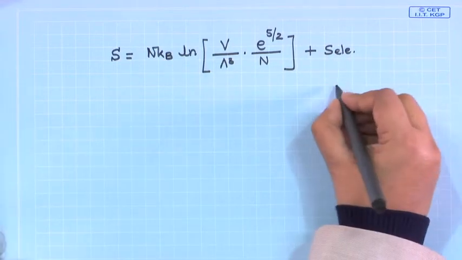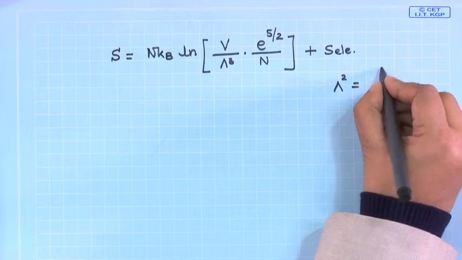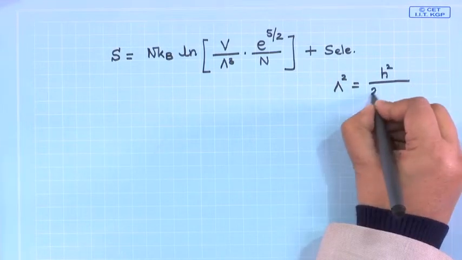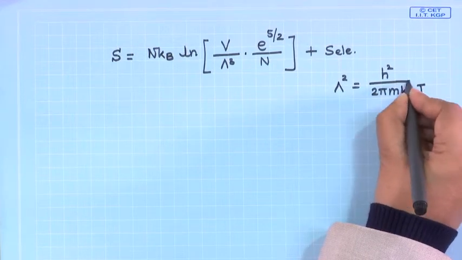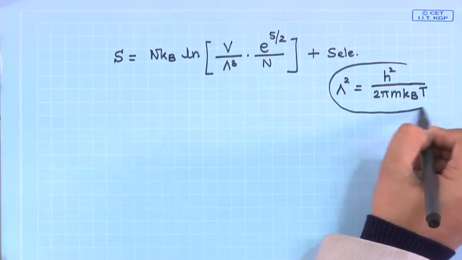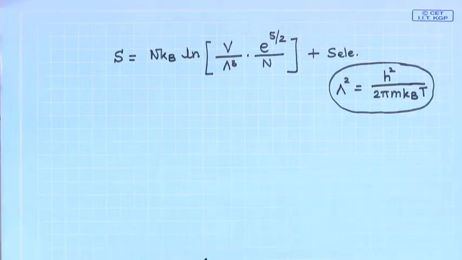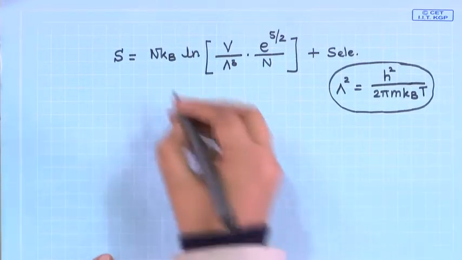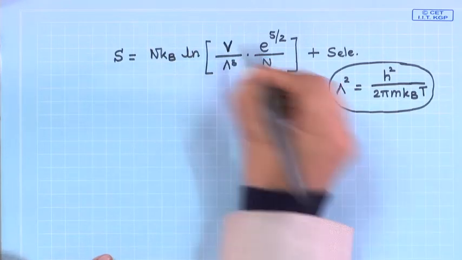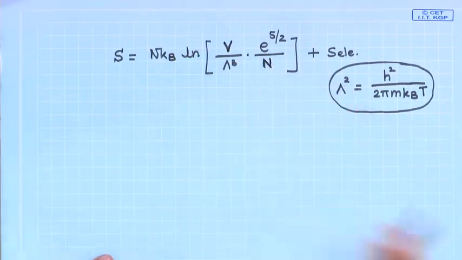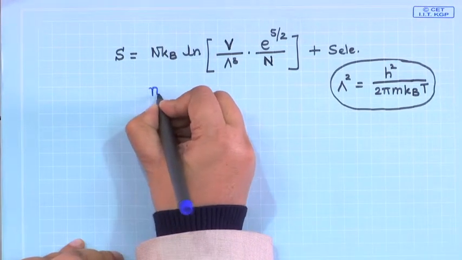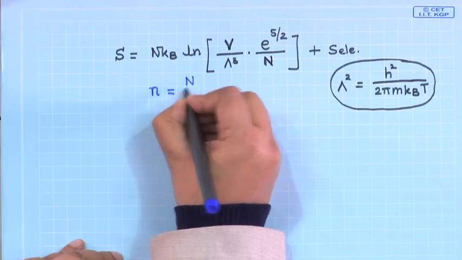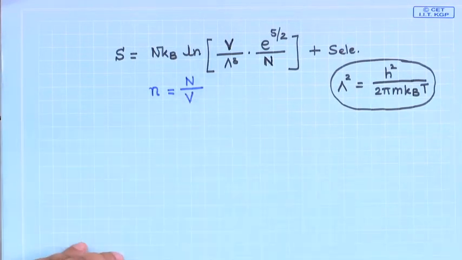So, what is lambda? Lambda square by definition is equal to h square divided by 2 pi m kT, and in the slide that I was showing to you, I had this net expression put in instead of lambda cubed. Now, if I go back and see that I have V and I have N, what happens if I introduce this quantity small n, which is capital N divided by V?